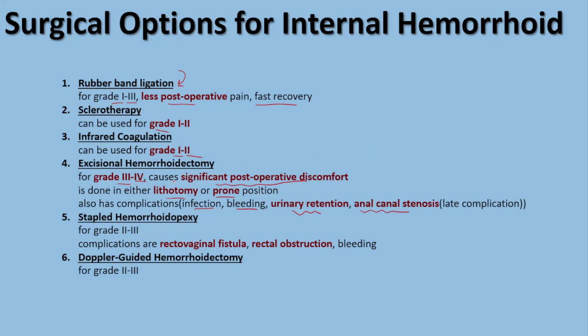Another option is stapled hemorrhoidopexy, which is used for grade 2 and grade 3, and complications are rectovaginal fistula, rectal obstruction, and bleeding. And the last option is Doppler guided hemorrhoidectomy, which is usually used for grade 2 or grade 3 of internal hemorrhoid.